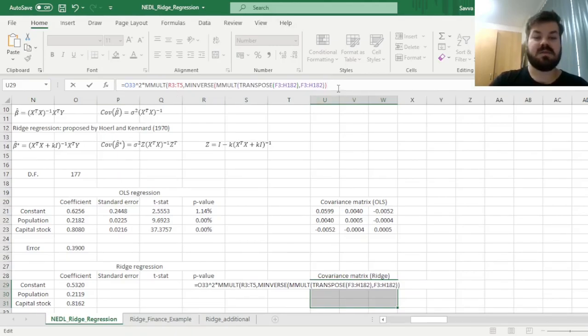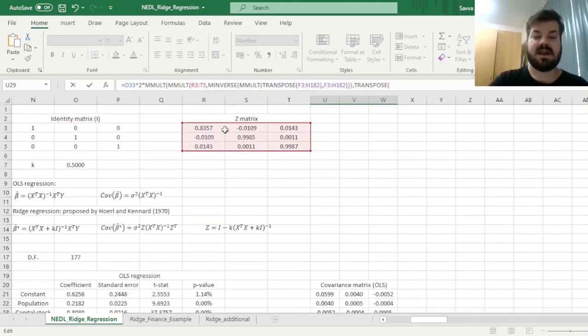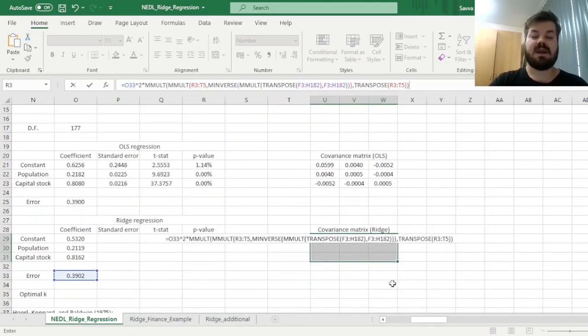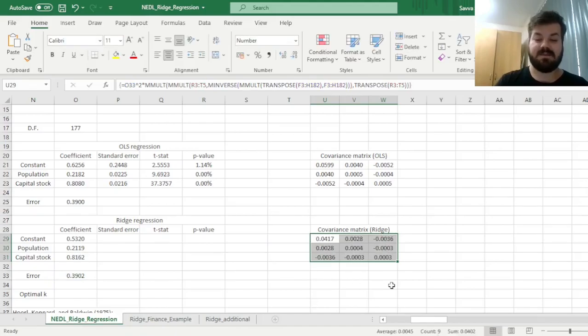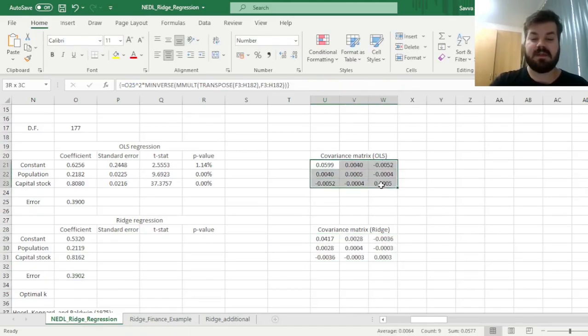And finally, we need to multiply all of that on the right-hand side by Z transposed. So M mult, and on the right-hand side, we input transpose Z, which we've got handily over here. And this matrix can be enforced using Shift-Ctrl-Enter, and we see that it is resembling, in terms of magnitudes, the OLS covariance matrix, but notably, the variances on the diagonal are lower than the one provided by the OLS covariance matrix, which represents the bias-variance trade-off.